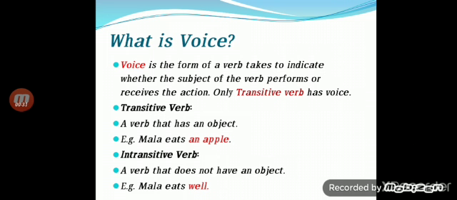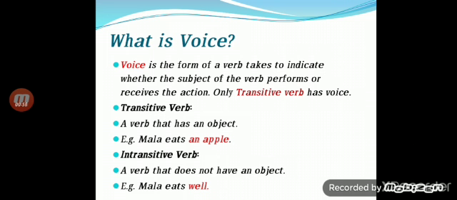Before entering the topic voice, we must know about what is a transitive verb and an intransitive verb. Transitive verb. Definition: a verb that has an object. Example: Mala eats an apple. In the example, we can see there is an object, an apple.